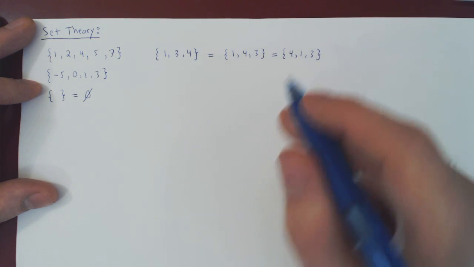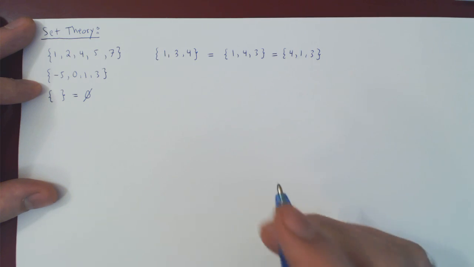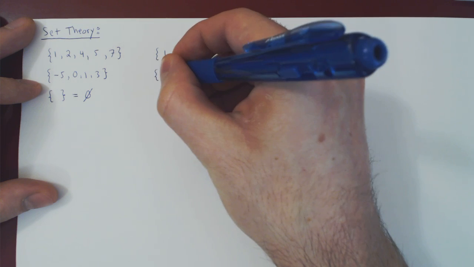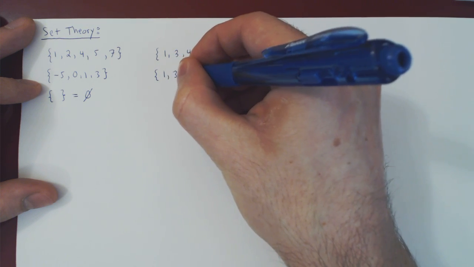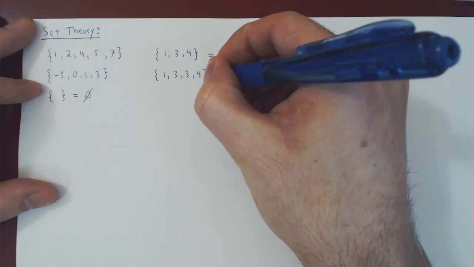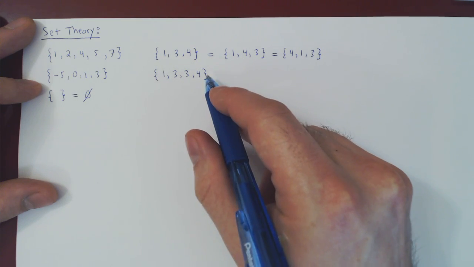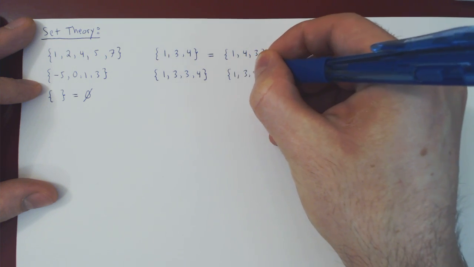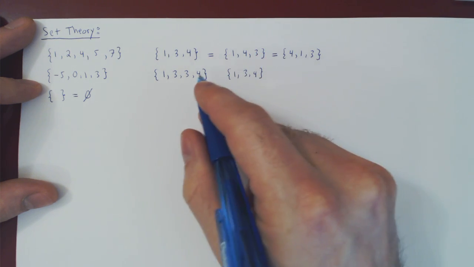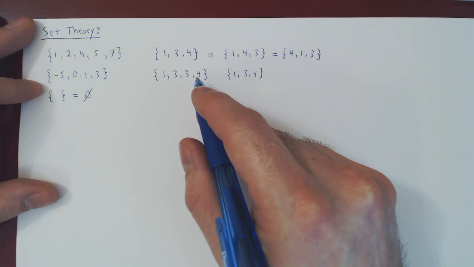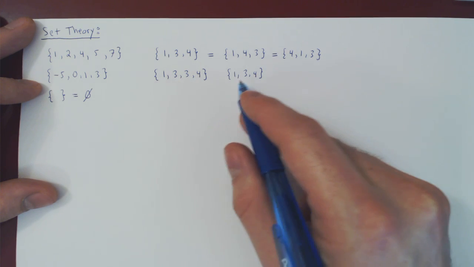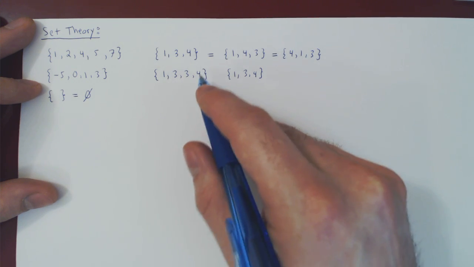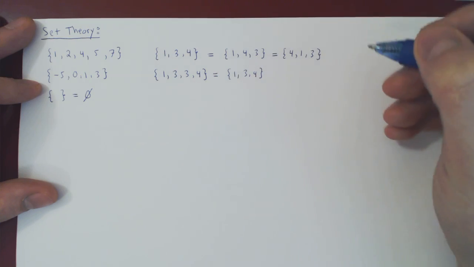So when we talk about sets, the order is irrelevant, it doesn't matter. And the same goes for repetition. If you ask about the set, say 1, 3, 3, 4, and you ask, is this set equal to the original set, 1, 3, 4? The answer is yes. We do not consider repetition as giving us a different set. This set contains the elements 1, 3, 4. This set contains the elements 1, 3, 4, and they are considered to be equal.